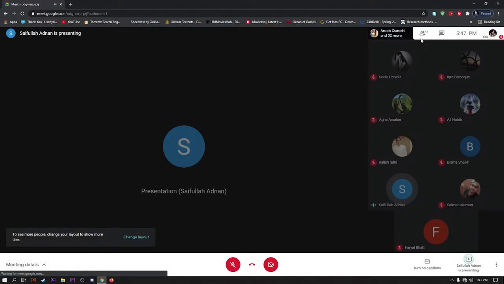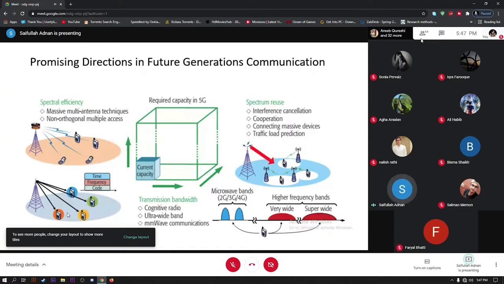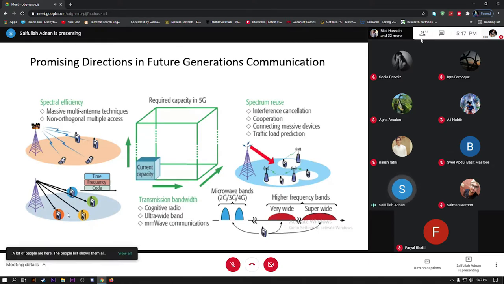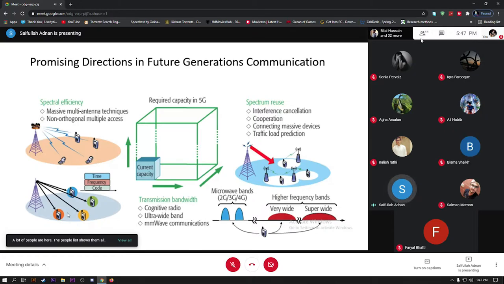Every user covers a different area that is non-orthogonally operated. The next important thing is transmission bandwidth, like coordinated radio, ultra wide bandwidth, and millimeter wave communication, which we have recently talked about. And an important promising direction is spectrum reuse.